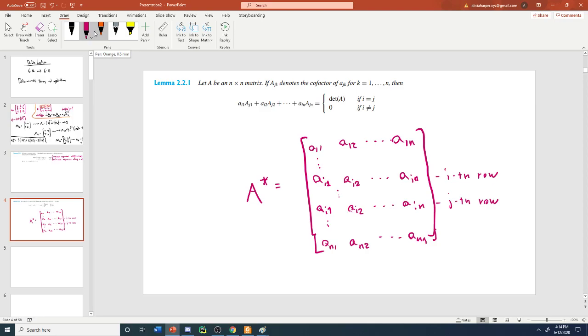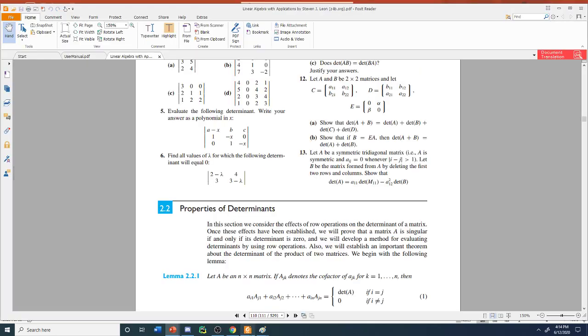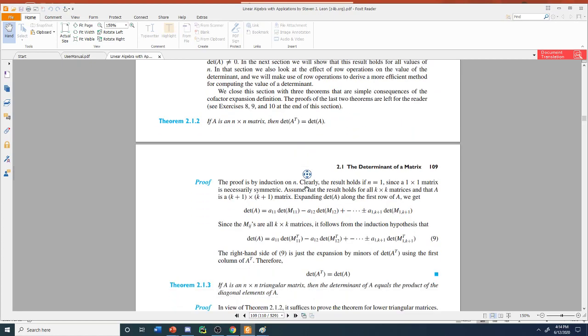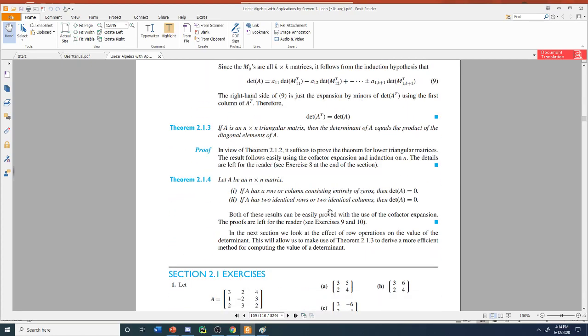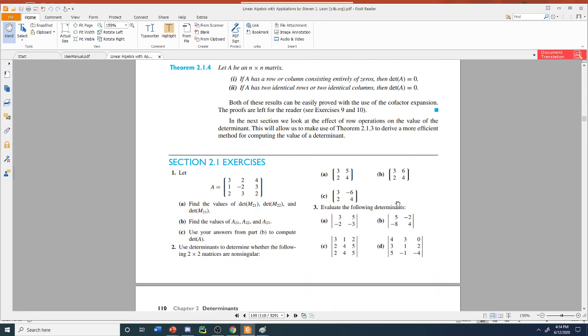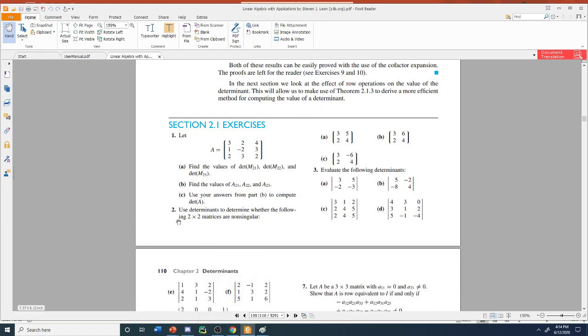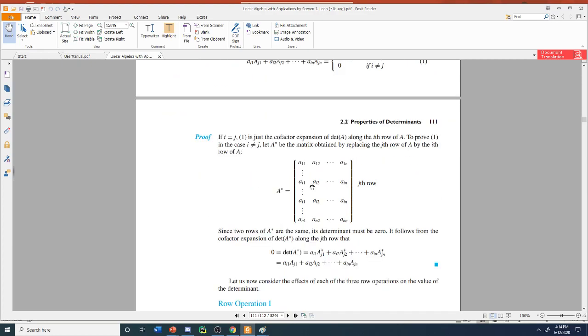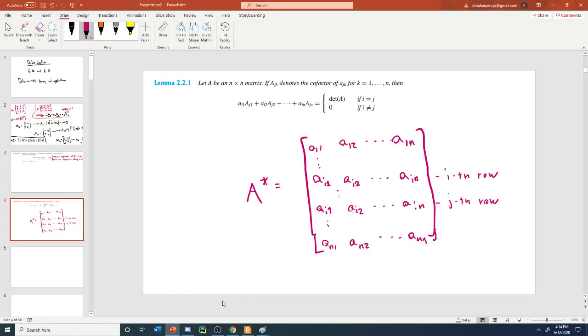So last time I proved a result, which I'll show you right now so you can see it. If you have an n by n matrix and it has two identical rows, then it follows that the determinant of A is equal to 0. So this matrix over here has two identical rows. So it has to follow that the determinant of A star is equal to 0.